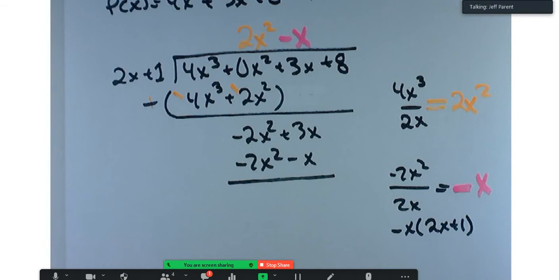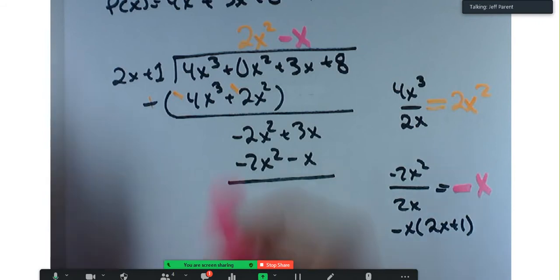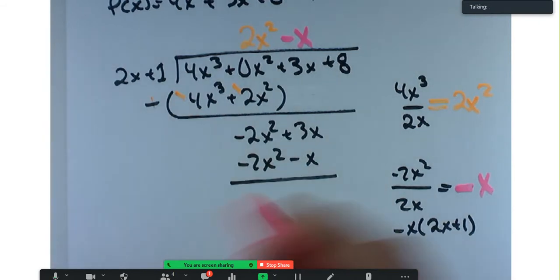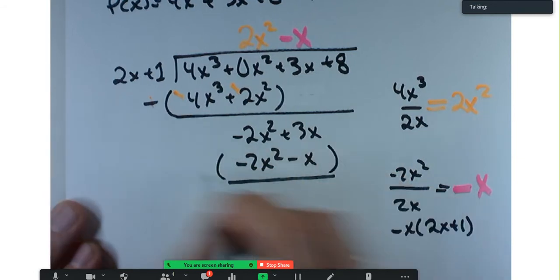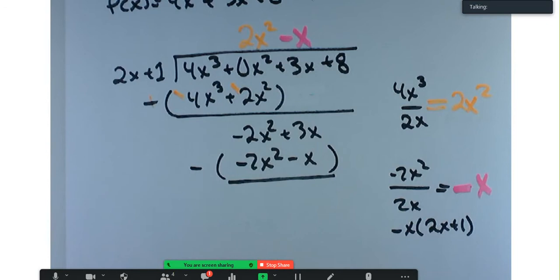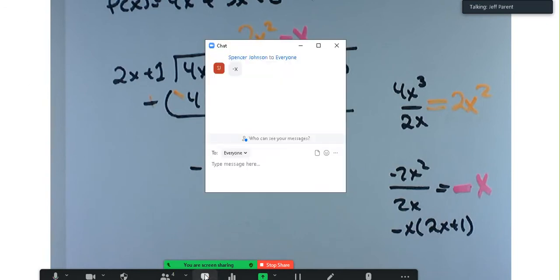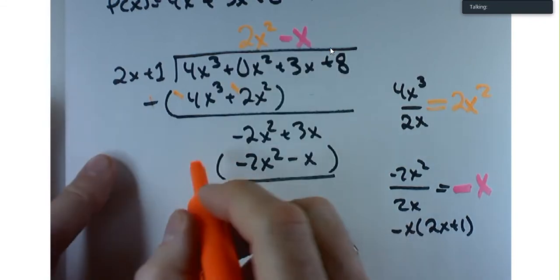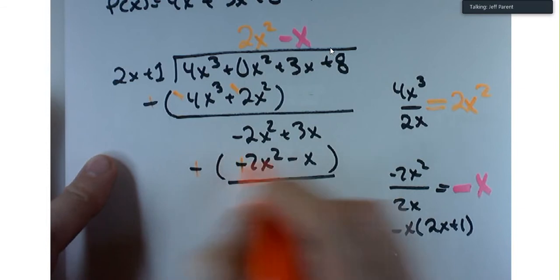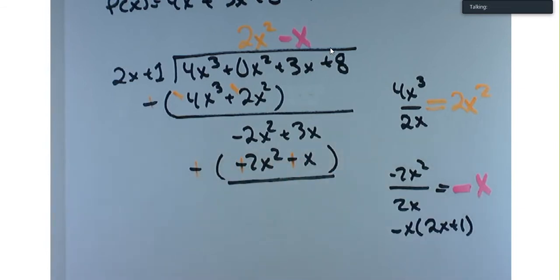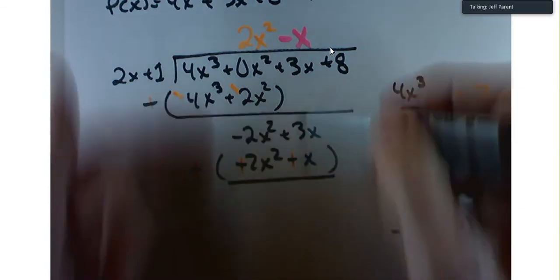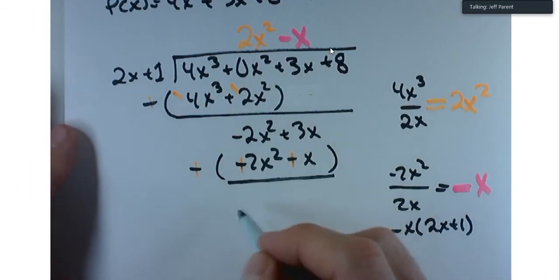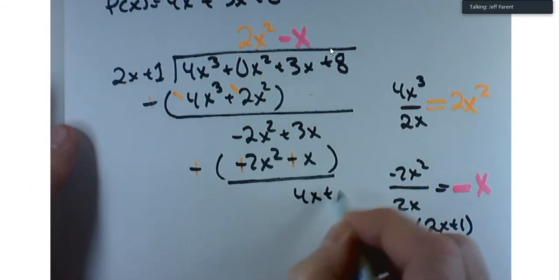And again, we want to subtract this. So the trick with subtraction is to change the sign and add. Plus, plus, and plus. So combine like terms, that cancels out. This gives me a 4x plus 8.